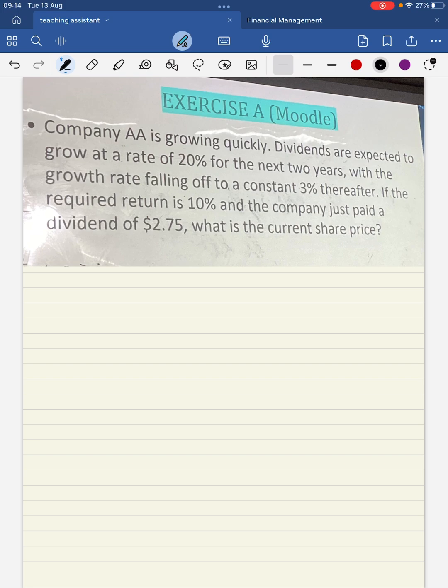Company AA is growing quickly. Dividends are expected to grow at a rate of 20% for the next 2 years, with the growth rate falling off to a constant 3% thereafter. If the required return is 10% and the company just paid a dividend of $2.75, what is the current share price? Let's draw the timeline together first.